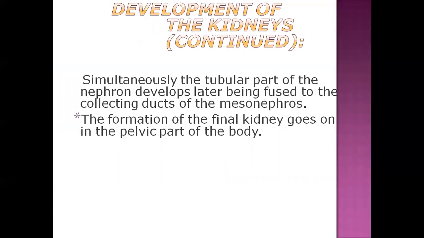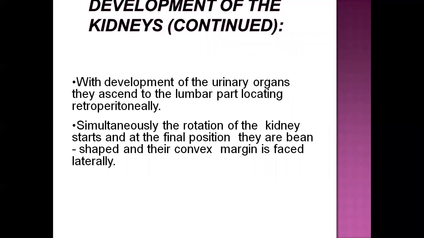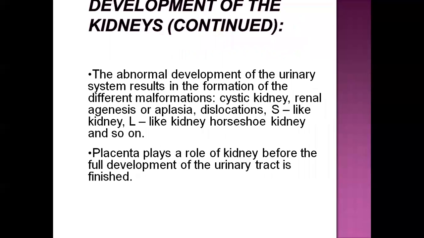So the development continues. Simultaneously, the tubular part of the nephrons develops later, being fused to the collecting duct of the mesonephros. The formation of the final kidneys goes on in the pelvic part of the body. During the development of the urinary organs, they ascend into the lumbar part and locate retroperitoneally. Simultaneously, the rotation of the kidneys starts toward the final position. They are being shaped, and their convex margin faces laterally.